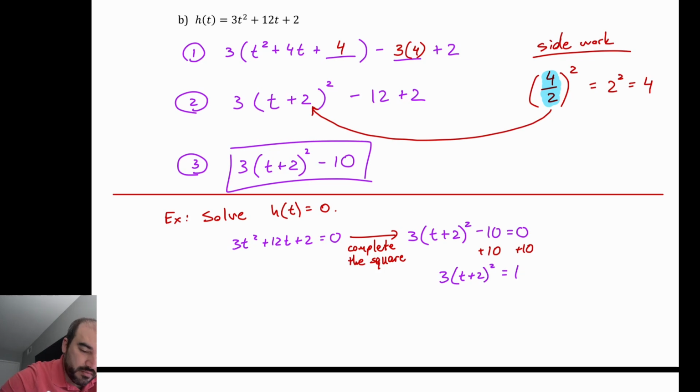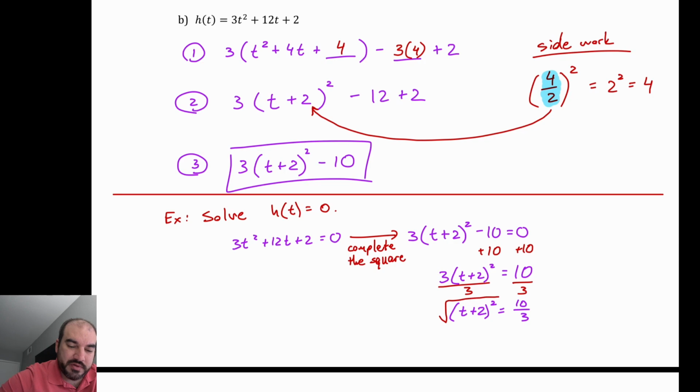Oh, not 0. Positive 10. And then we need to divide both sides by 3. So (t plus 2) squared equals 10 over 3. And it is a fraction, and it is kind of gross, but it is what it is. So we just continue working with it. How do we get rid of the square on the parenthesis? Take the square root.